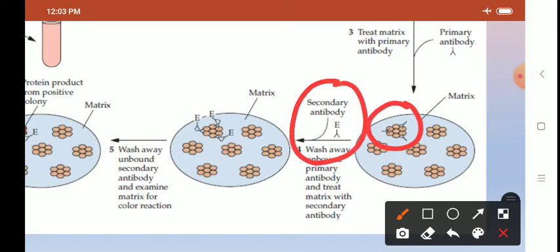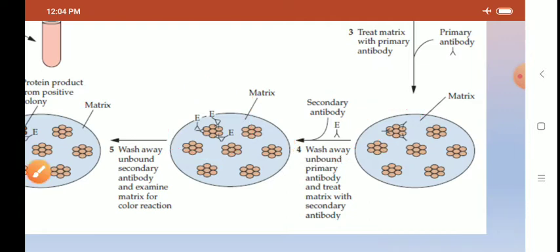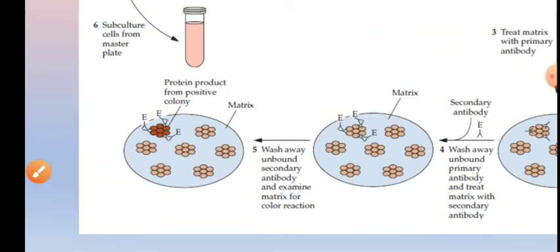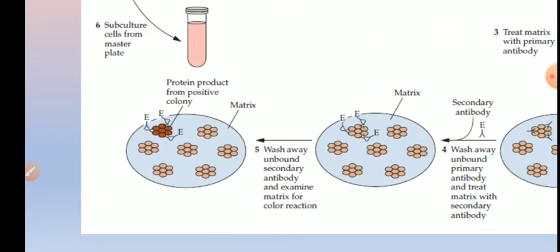On the surface of this matrix, after treatment with primary antibody, you have to wash it to remove the unbound antibody, then add secondary antibody. Now we can see here the secondary antibodies have combined with the primary antibodies. Now the secondary antibodies are enzyme labeled. That is why we add a substrate. The enzyme combines with the substrate, breaks the substrate, and a colored product is formed.